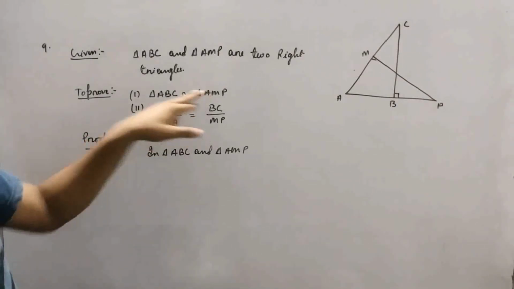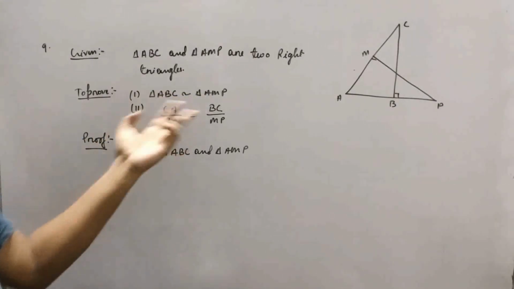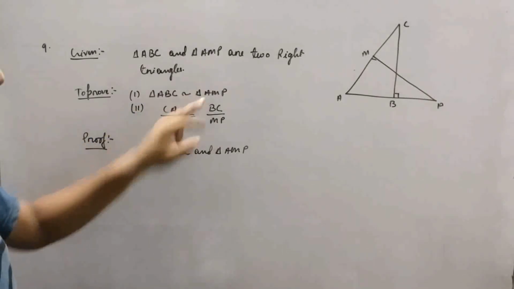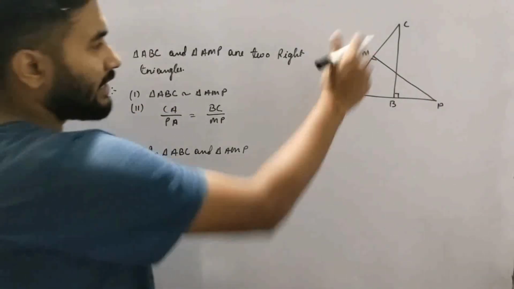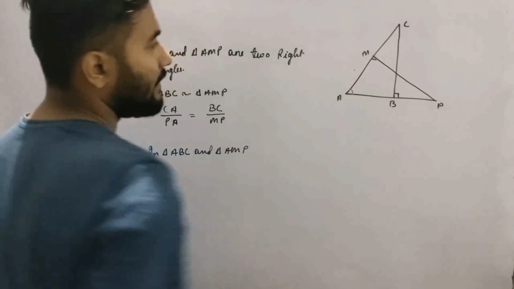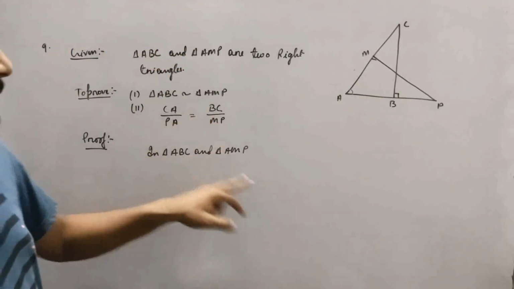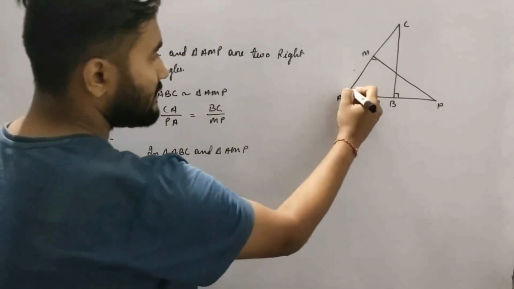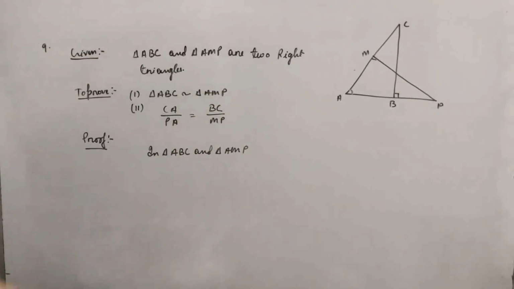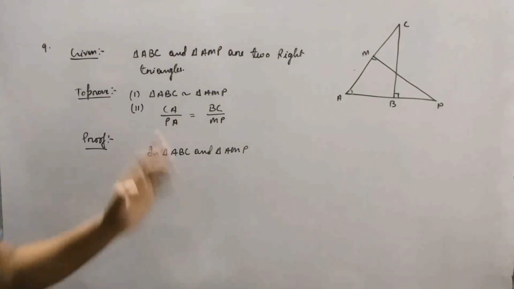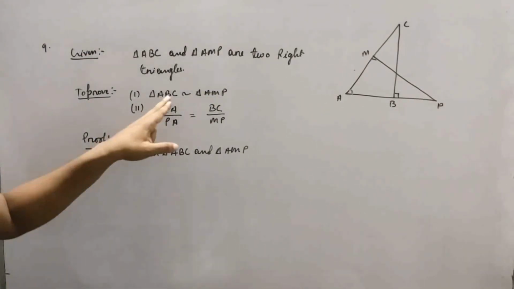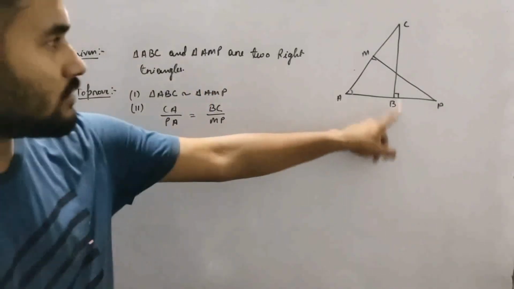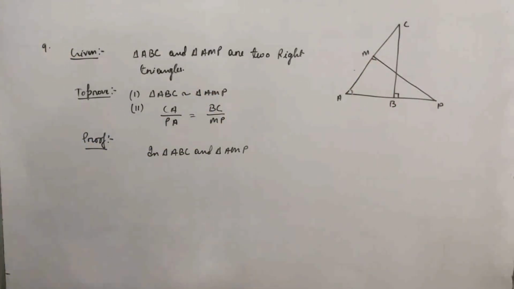Since it is already written over here similar, from here only we can tell A should be equal to A. So in triangle ABC, this is the angle A, and in triangle AMP, this is the angle A, exactly the same one. So what is the reason? Common angle. So one we have got. And next, B should be equal to M. Very simple. Yes, they are 90 degree, right? So we have got our answer.